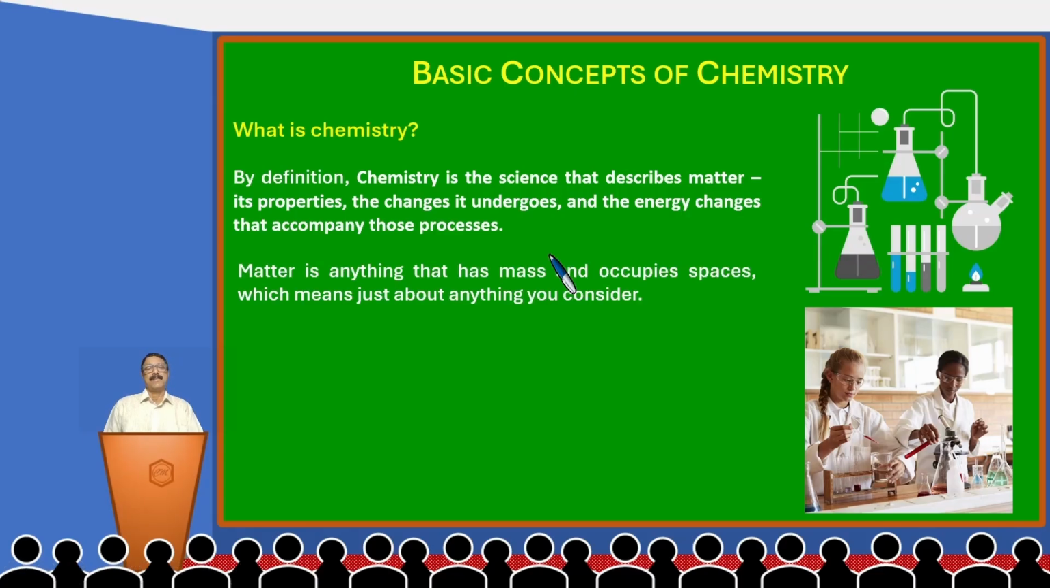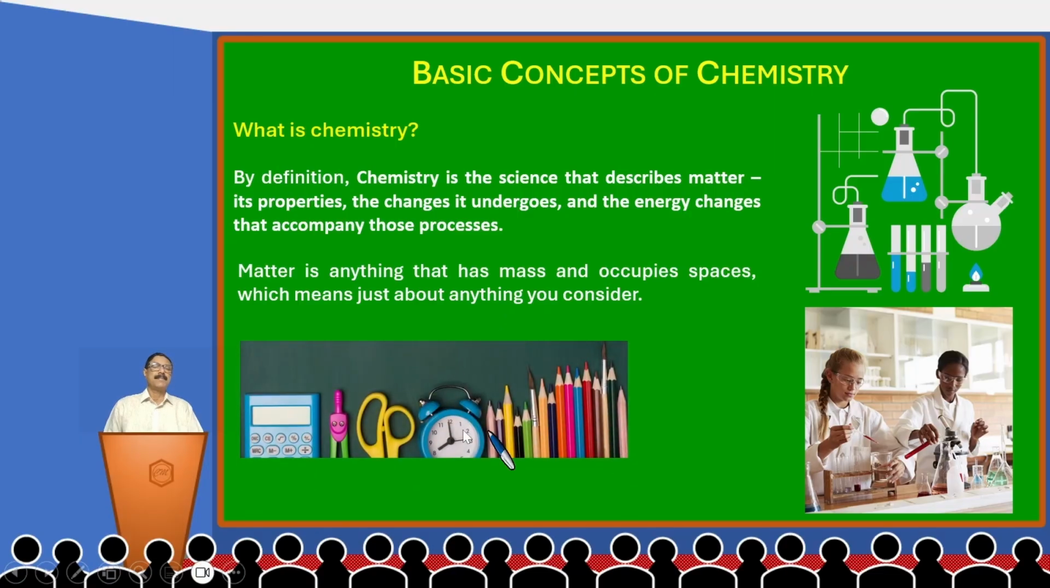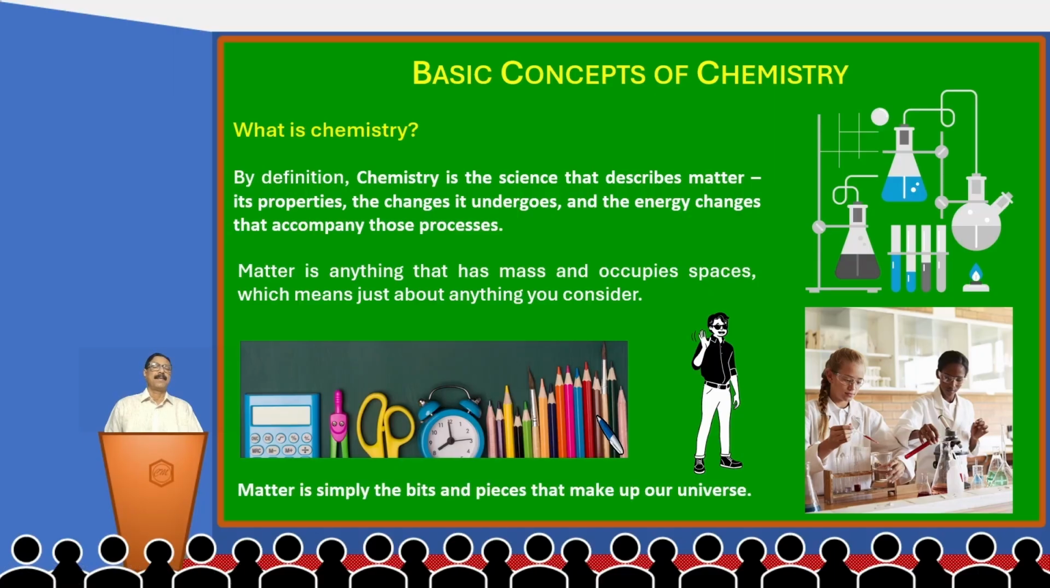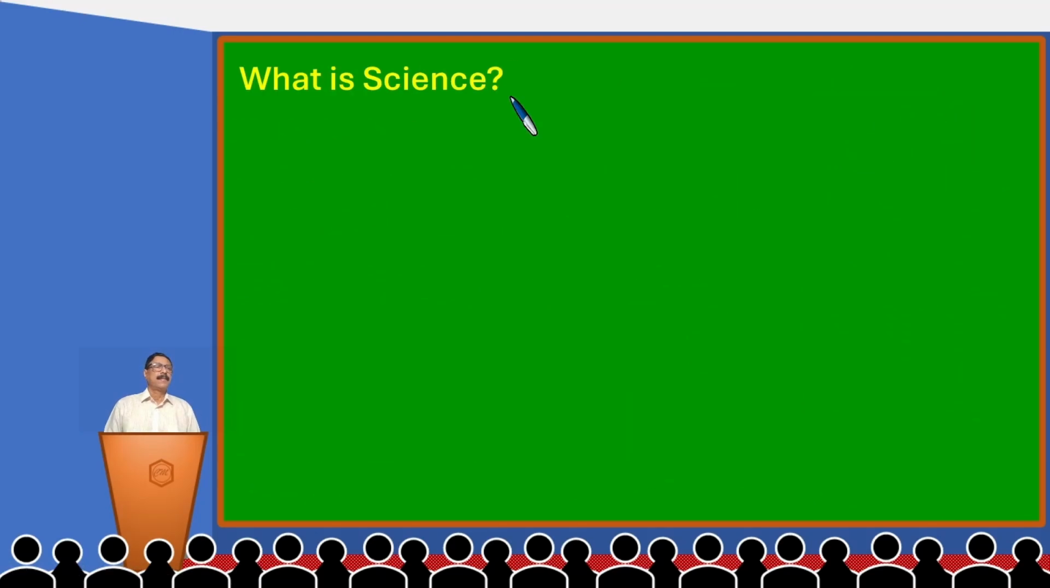Then comes the second question. What is matter? Matter is anything that has mass and occupies space, which means just about anything you consider. These pencils, the calculator, the timepiece, your body, the air you breathe, all are examples of matter. Matter is simply the stuff, that is, the bits and pieces that makes up our universe. Yes, chemistry is the science that describes matter.